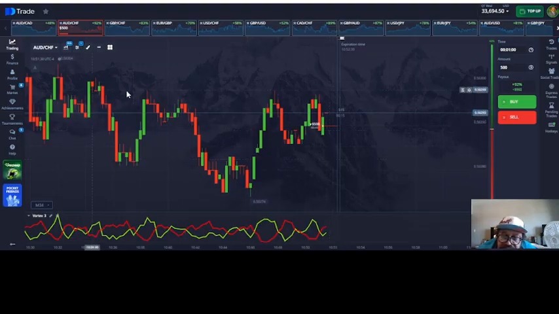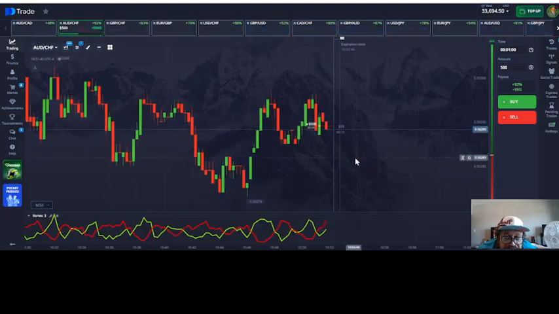And the reason I took the sell trade also is because we're seeing some basic price action here in this micro trend, this 15-second micro trend. So let's monitor this trade and wait for the expiration.